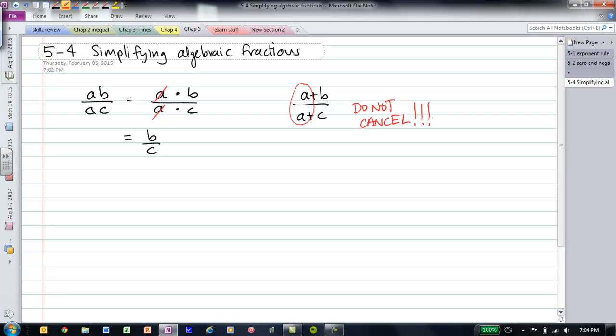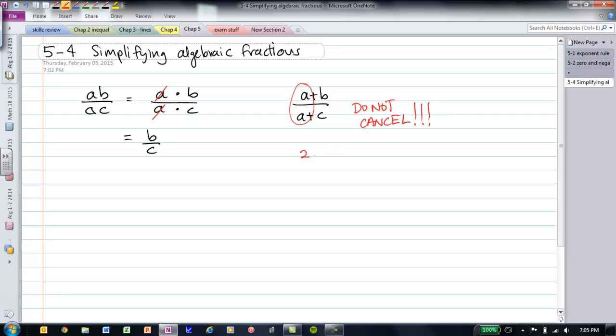And this is the number one thing that I get really angry about. But those a's are not factors. Those are actually terms, and terms can't cancel. Only factors can cancel. If you substitute in real numbers, you'll see why.